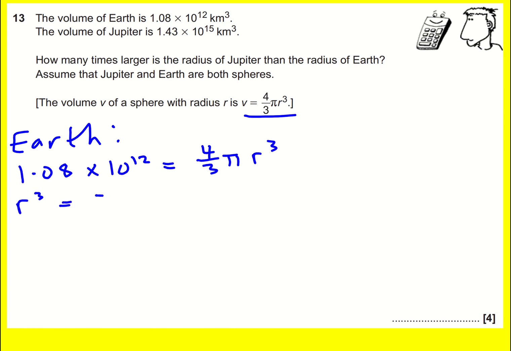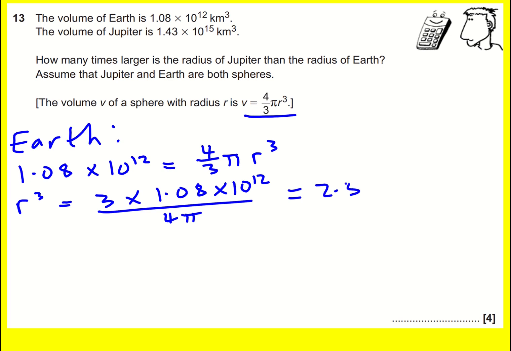I can times through by 3 both sides. So it's 3 times 1.08 times 10 to the 12. And then I can divide through by 4 pi. And that gives me 2.578 times 10 to the 11. And if I take the cube root, then I get r is equal to 6364.70.